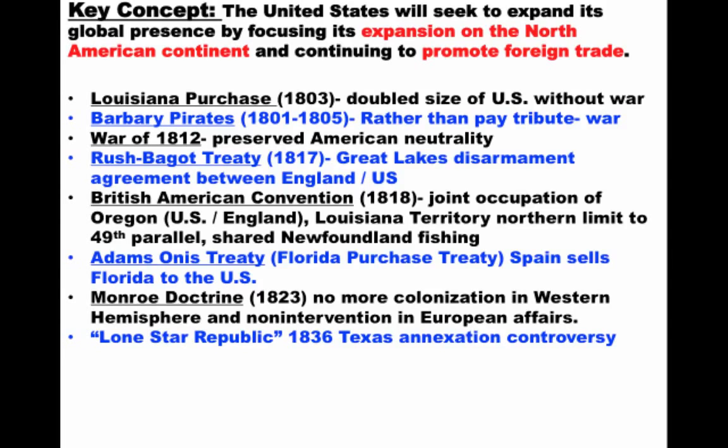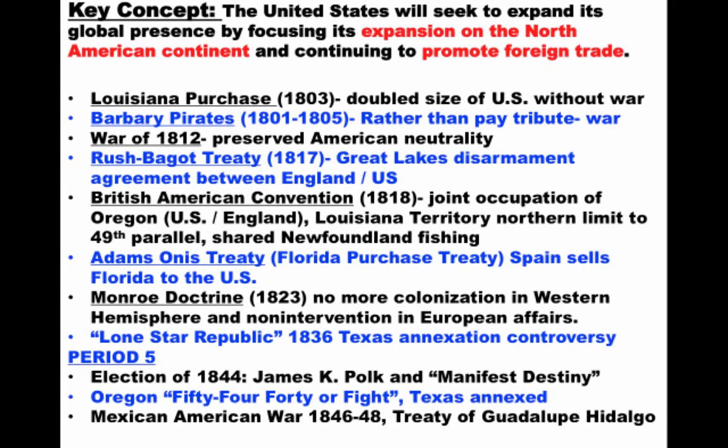The Lone Star Republic is established in 1836. Texans declared their independence from Mexico, which causes all sorts of controversy. No one wants to annex Texas because of the whole issue of slavery. So Texas will be its own country for a brief period. Things we'll cover in period 5, but which actually fall in the framework of period 4: the election of Polk, Manifest Destiny, Oregon, Texas, and of course the biggie, the Mexican-American War. But we'll cover that next time.